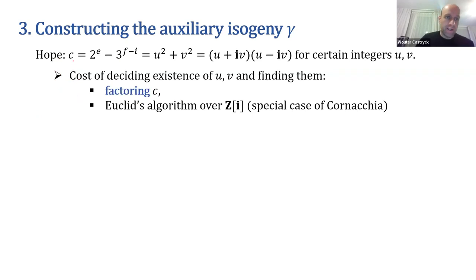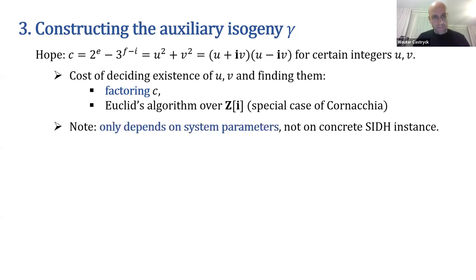As I said, we hope that this is a sum of two squares, but it's not super unlikely, but it's still an exceptional event, right? As I said, deciding whether there exists such U, V comes at the cost of factoring. But then apart from this factoring, it's very fast. And it only depends on the system parameters. So these numbers can be factored long beforehand. And so it doesn't depend on the concrete secret keys, the concrete public keys of Alice and Bob.